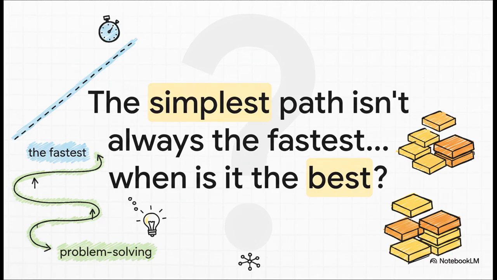So, in the end, we've seen that while both of our contenders solve the problem, their efficiency really depends on the context. And that teaches us a vital lesson about problem-solving itself, which kind of leaves us with this final thought to chew on. The simplest path isn't always the fastest, but it makes you wonder, when is it the best one to take?